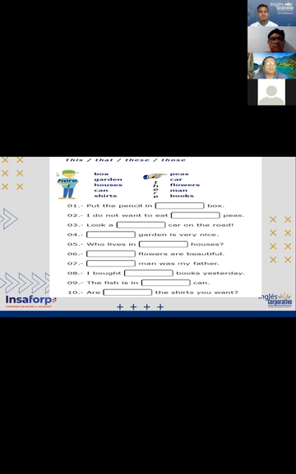Look at that car on the road. Thank you very much. Excellent. Number four. This garden is very nice. Excellent. Number five. Who lives in these houses? Say it again, Lisa. Who lives in these houses? Okay, very good. Number six.